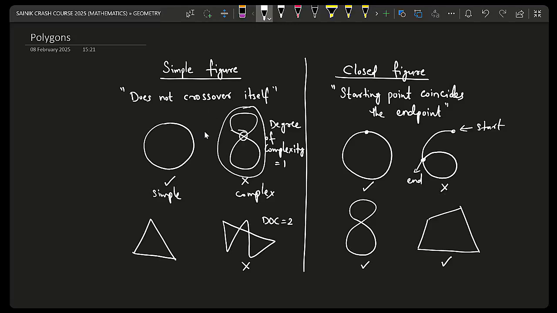How many times is it crossing over itself? Sir, one time. That's why the degree of complexity is 1. And you take this complex figure. How many times is it crossing over itself? Sir, two times. The degree of complexity is 2.